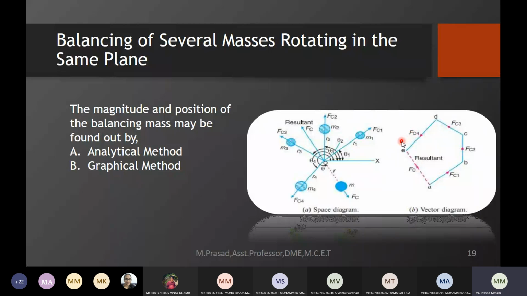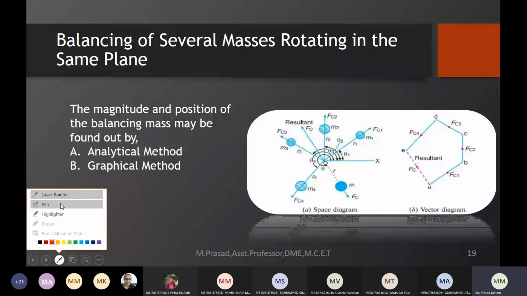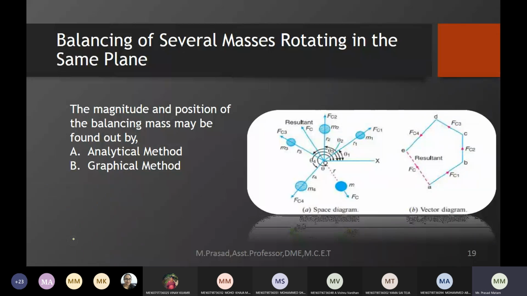In the polygon law of forces, the closing side of the polygon gives your resultant. In the polygon law of forces, always the closing side gives the resultant. Now we will see how these vectors have been drawn, how AB has been drawn, how BC has been drawn, how CD has been drawn, and how DE has been drawn. So first, how can we solve this one? With respect to this x-axis, I'm using the pen again.